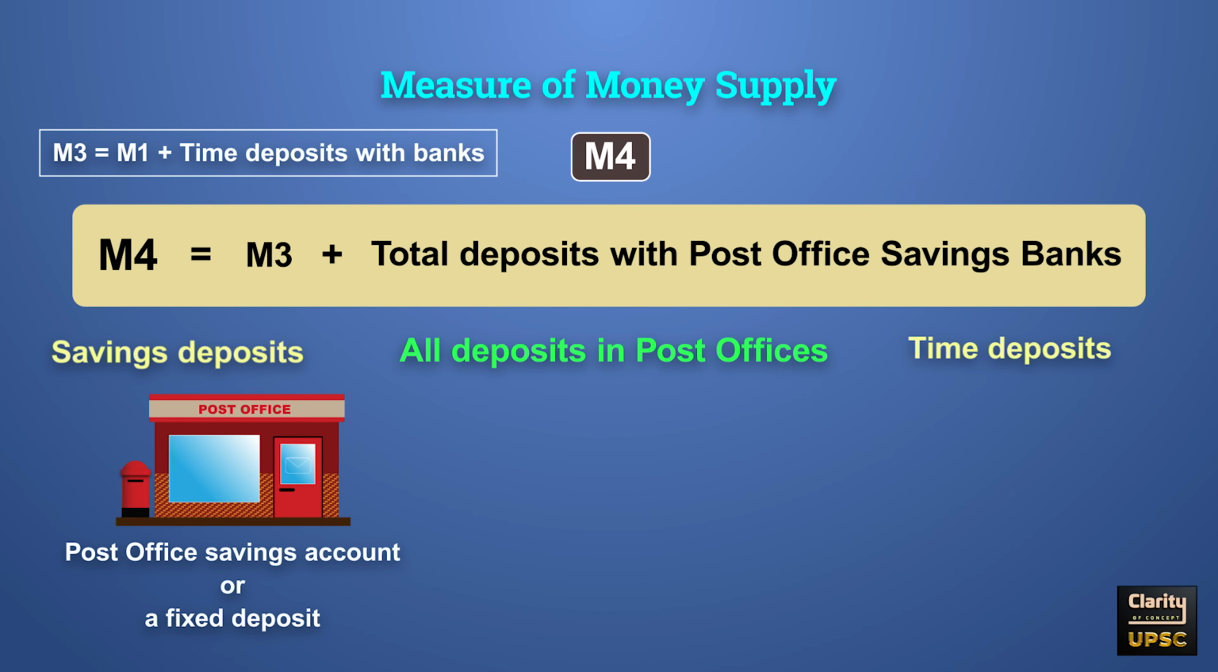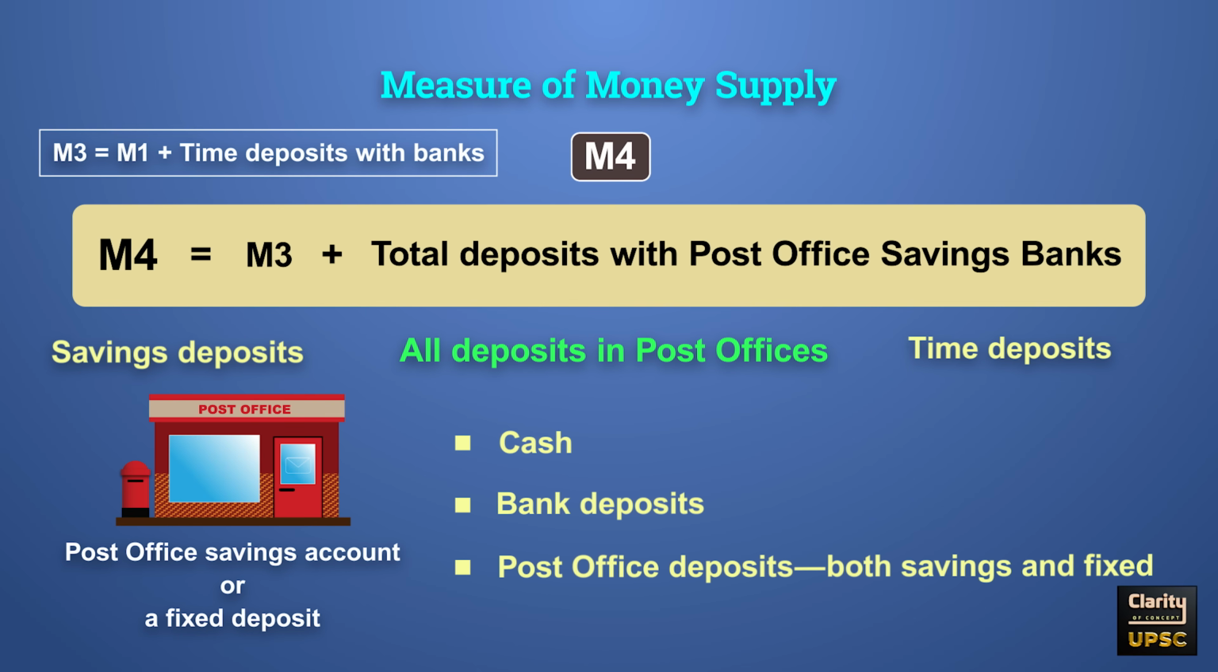M4 shows the fullest picture of money supply in the economy. It includes cash, bank deposits, post office deposits, both savings and fixed. M4 is not used much in daily policy, but it is useful to understand the total pool of savings and money in the country. Now the last topic of this video.